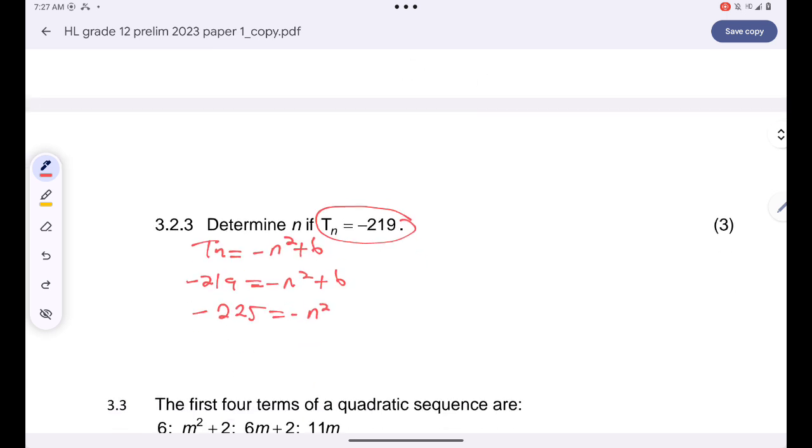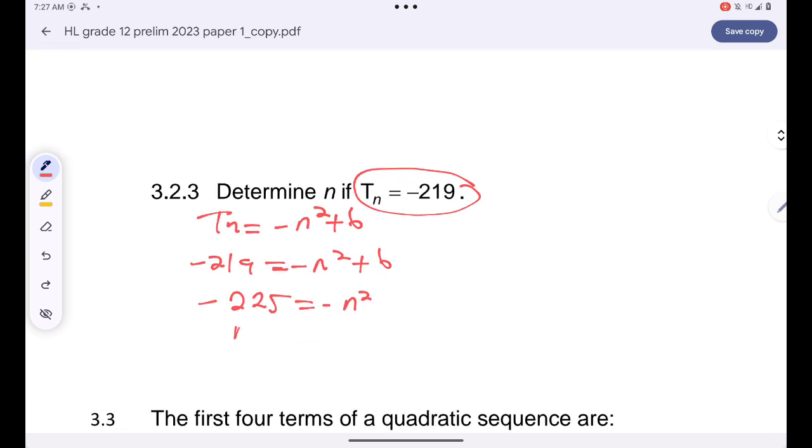If I take the 6 to the other side, I'll end up having negative 225 is equal to negative n squared. Divide both sides by negative 1, and then n squared will just be equal to 225. Then square root on both sides, plus or minus 15. Therefore, n is 15. So the 15th term is basically negative 219.